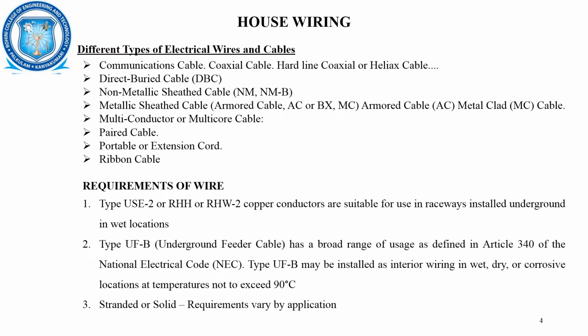While considering the requirements of a wire, we can use type RHH or RHW-2 copper conductors for raceways installed underground in wet locations. Also, type UF-B underground feeder cable has a broad range of usage. From the National Electrical Code, Article 340, we came to know about it. For underground, we can use this, and it may be installed as interior wiring in wet, dry, or corrosive locations. Its temperature should not exceed 90 degrees. If it is a standard or solid one, then the requirements are based purely upon the applications.